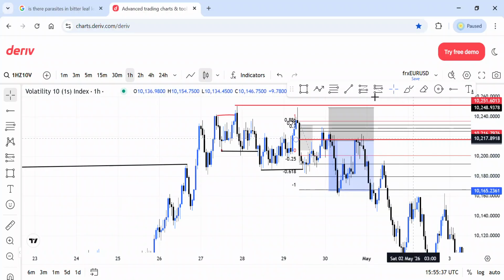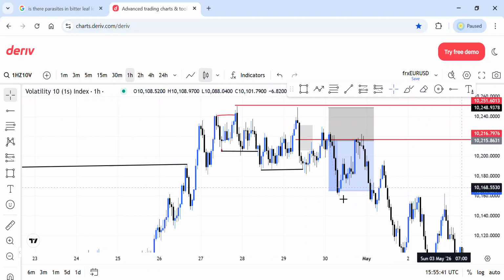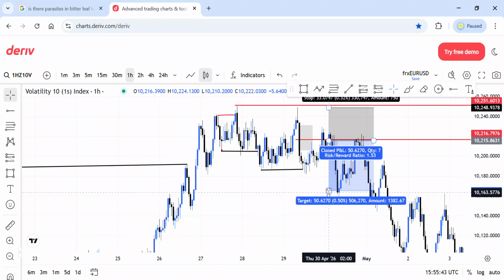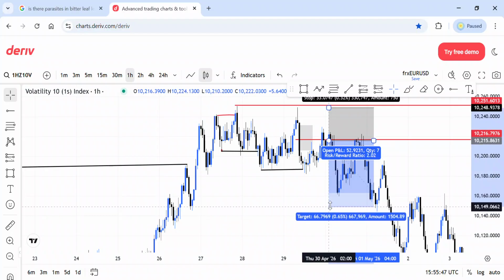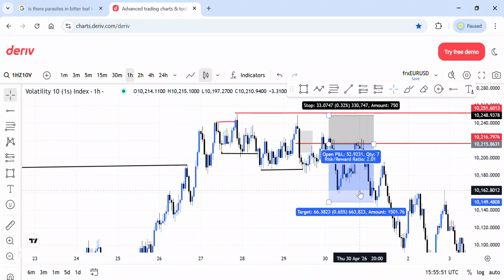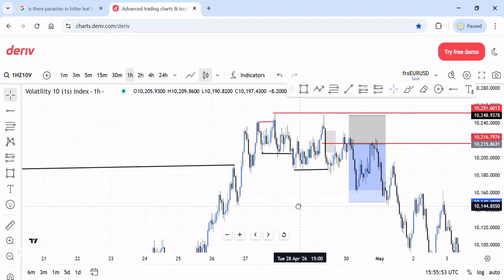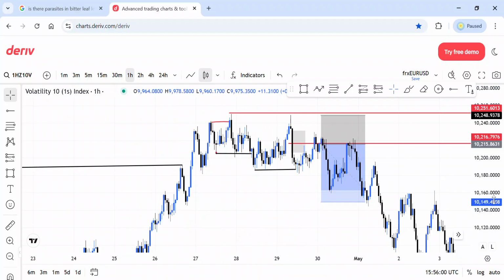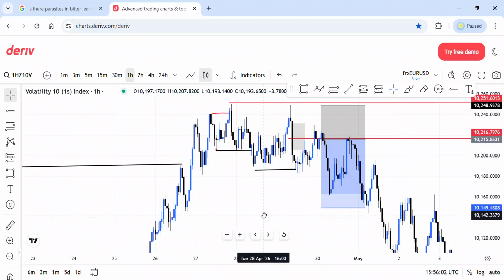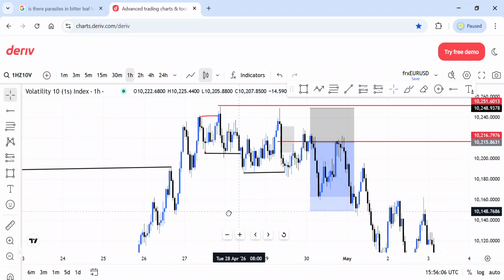Let me delete this fib. This fib is useless now. So if you are targeting 1 to 1.5 now, TP it. And if you are targeting 1 to 2, TP it too. Alright? So as you can see, that's how to trade a counter trend. Easy peasy, no stress. Very simple. Okay? So that's how to trade a counter trend. It's not hard.